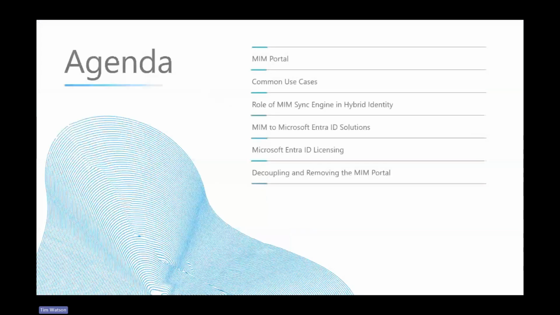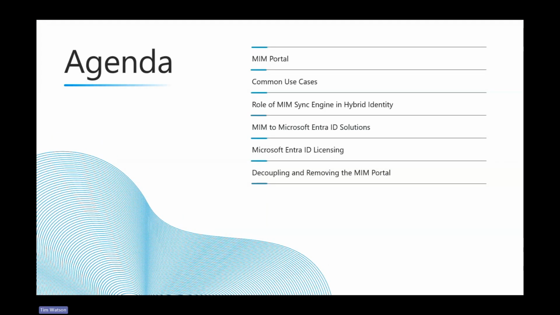So a little agenda today. Of course, just review the MIM portal. We're going to go over common use cases that you have in the MIM portal, the role of the sync engine still in a hybrid identity. Then we're going to talk about how we can move the MIM portal to Microsoft Entra ID, some of the solutions there. And we're talking about solutions. We'll talk about the different licensings you might need. And then finally, if we are successful here in moving the MIM portal over to Entra, how do we remove it? How do we decouple it from your sync engine?